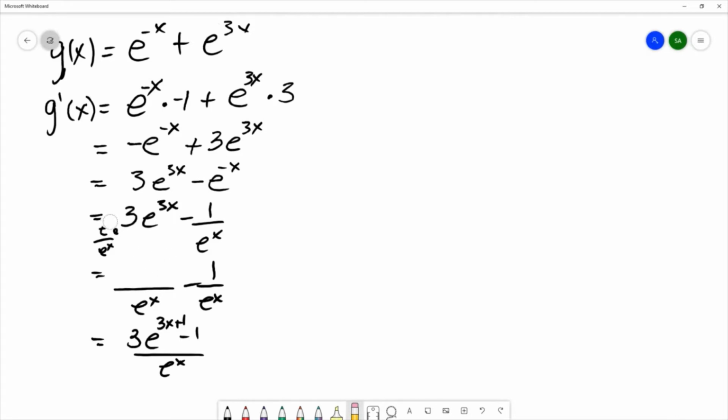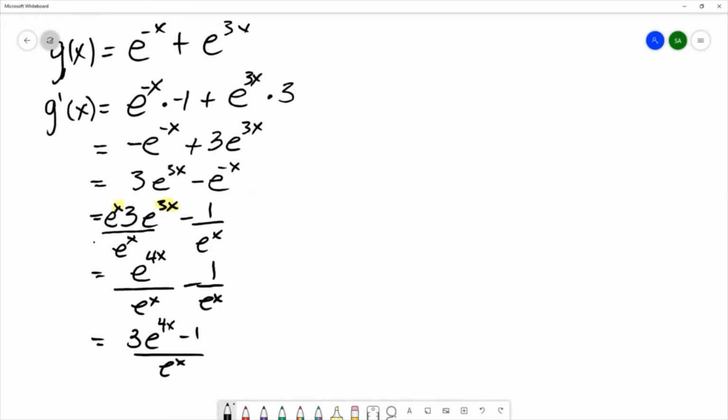So let's think about what that is. If I multiply by e to the x over e to the x, when you multiply with the same base, you add the exponents together. So I should have added these exponents together to get e to the 4x. And so that makes this e to the 4x.